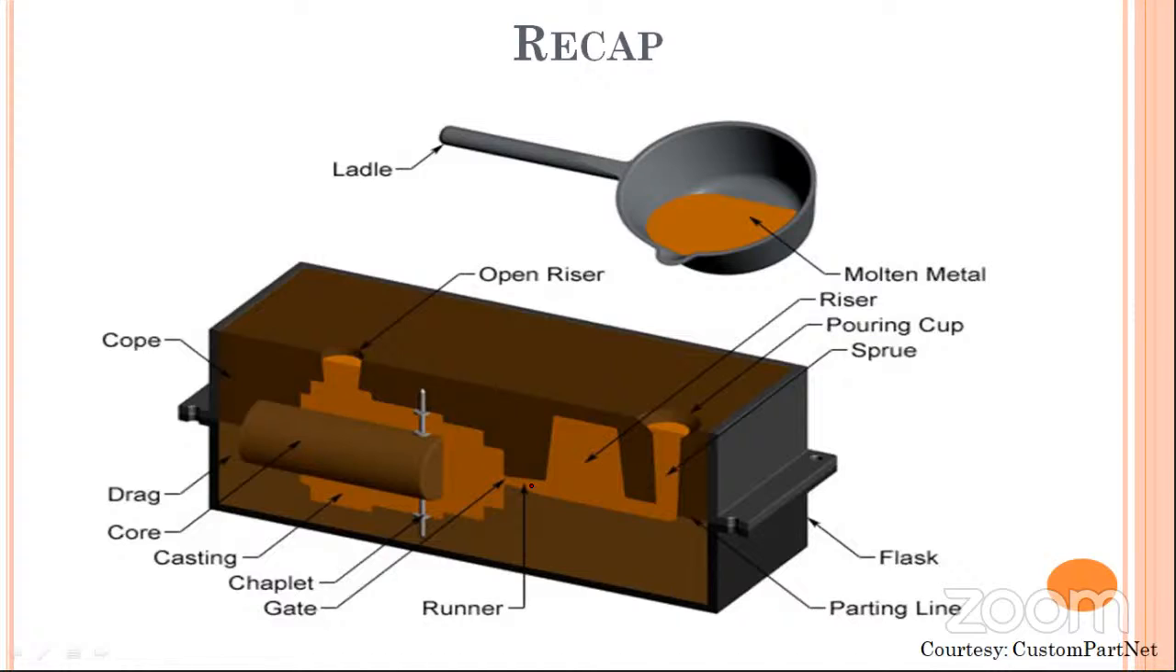Now this is all about the last class summary. Now we'll proceed further. If you have to prepare this mold cavity, you require something called a pattern, which we have already seen in the last class. That pattern is a replica of your end product.